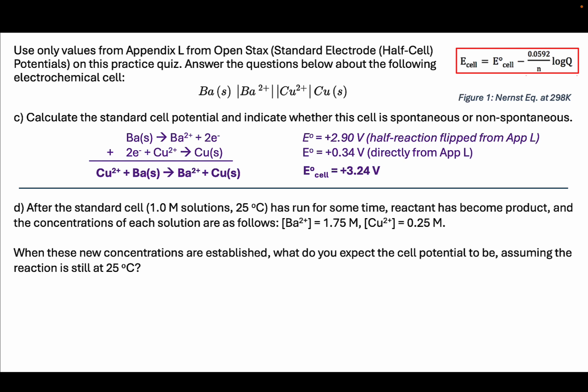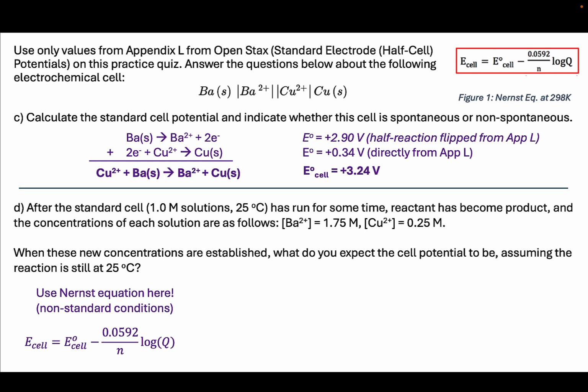For part D, we start with a standard cell, and note that reactant will be consumed and product will be formed, just like every other chemical reaction. As this runs, the copper-2 concentration and the barium solid will be depleted, while the barium-2 solution and the copper solid will be created. So still reactants becoming products, and it'll happen slowly over time. After a while, the copper concentration has continued to drop and the barium concentration has continued to rise to the point where the barium is now 1.75 molar and the copper is now 0.25 molar. After it's run for this time, we want to calculate the new cell potential.